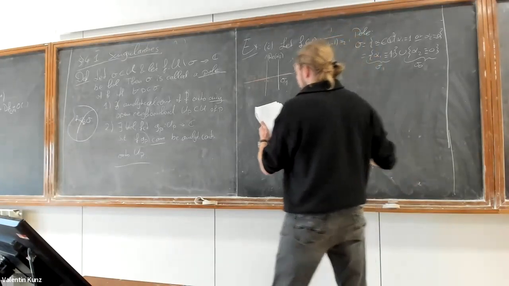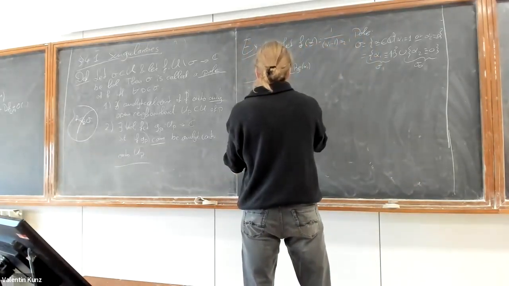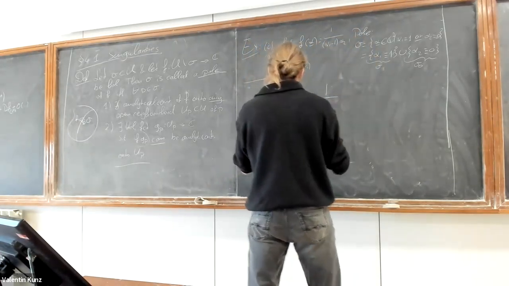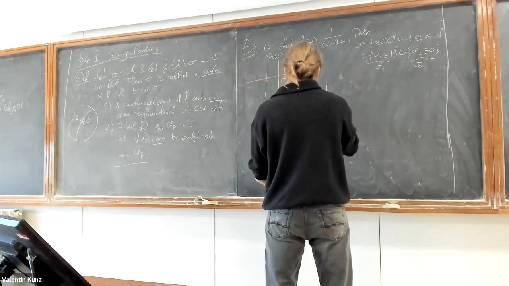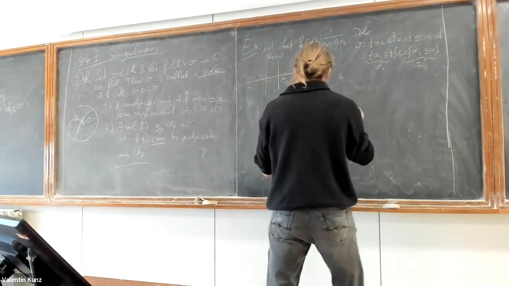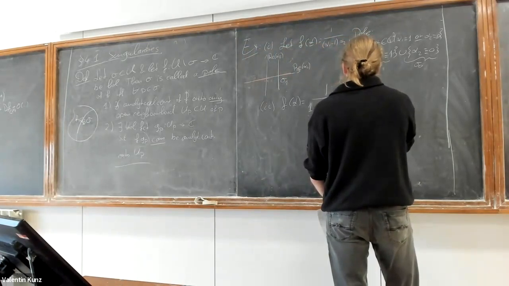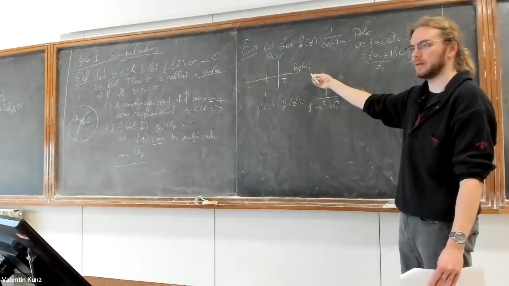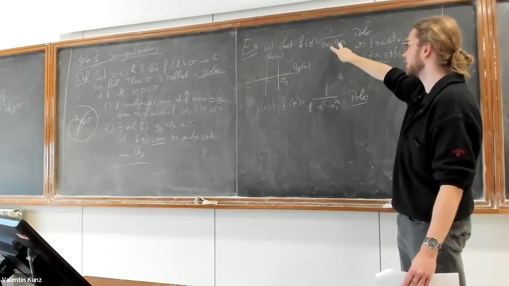Okay, second example, and then we have the break. We could also look at a function like this: 1 minus alpha 1 squared minus alpha 2 squared, which has a pole. I think it's really straightforward to check that it has a pole. It blows up, it goes to infinity.